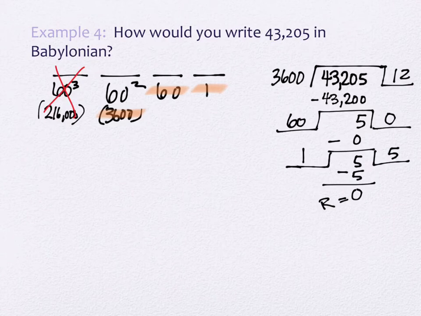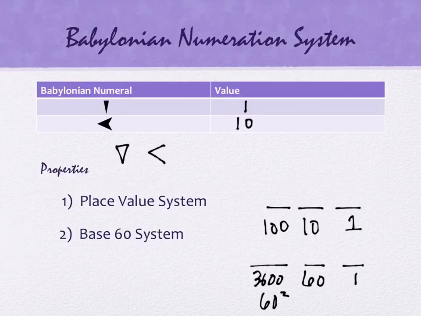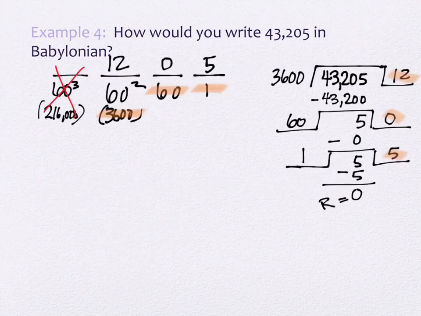Now, these values over here actually tell you what goes in each place value. So in a very literal sense, I have 12 3,600s, I have 0 60s, and I have 5 1s. Now, that still is not in their number system, but it tells me how I write those numbers. And so I have 12. How do I write 12 when I have these digits? Right, an arrow and two triangles. So I'm going to write an arrow and two triangles, and that's the number 12.